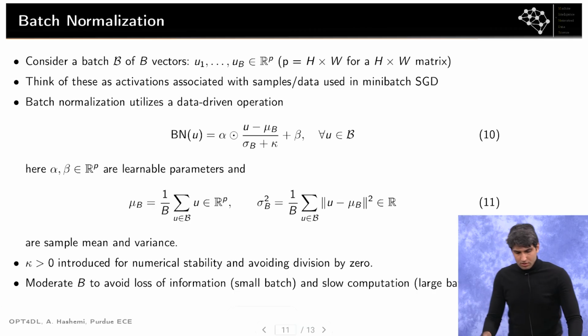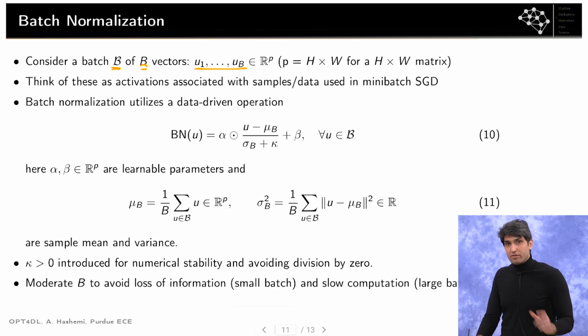All right. So as I said, we're going to consider a batch of vectors. Let's say the batch is calligraphic B. We have capital B vectors. Let's call them U1, ..., UB. So these are basically the activation vectors associated with the data points we are processing, let's say, in a specific iteration of SGD.